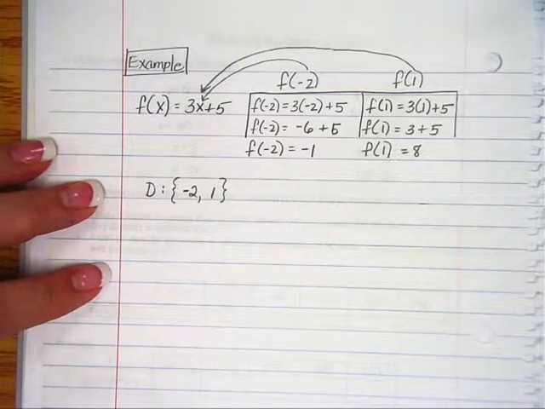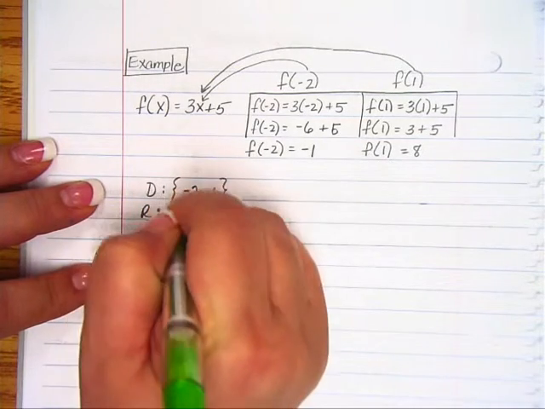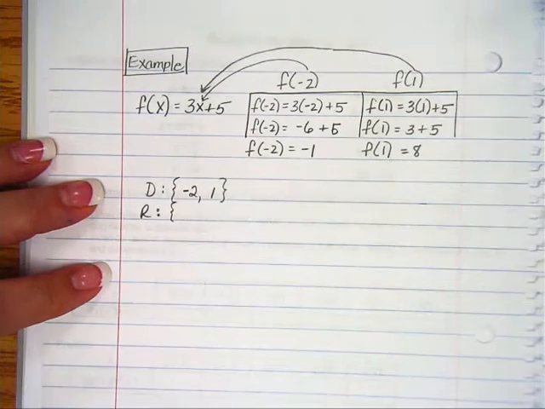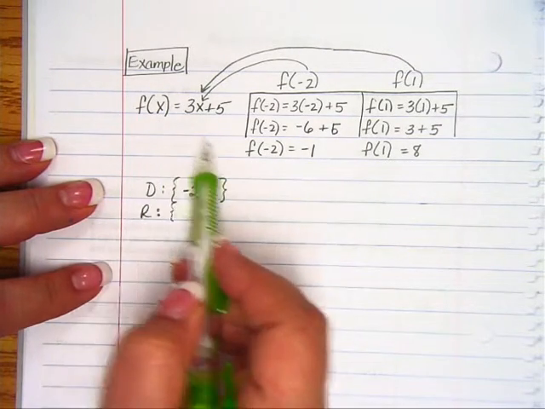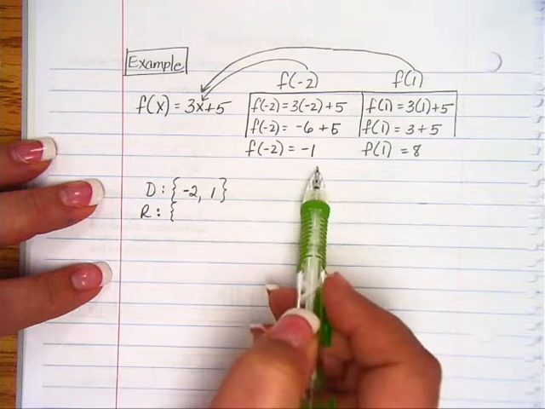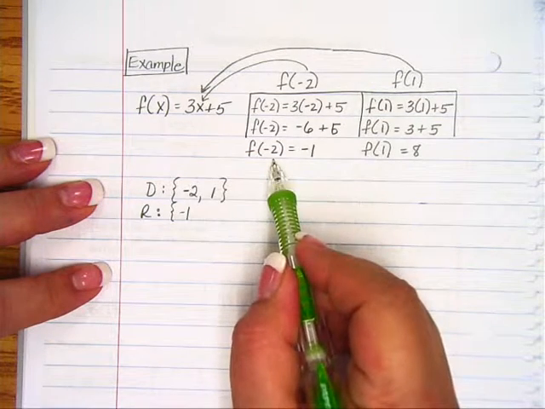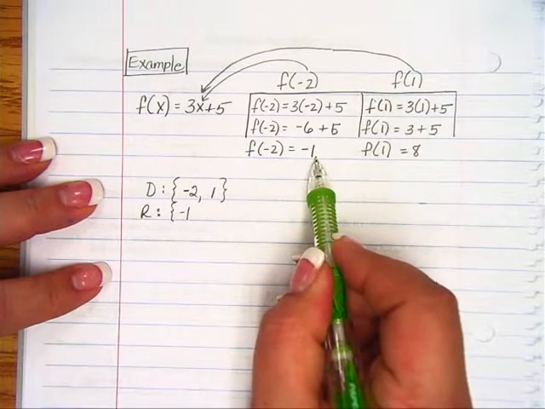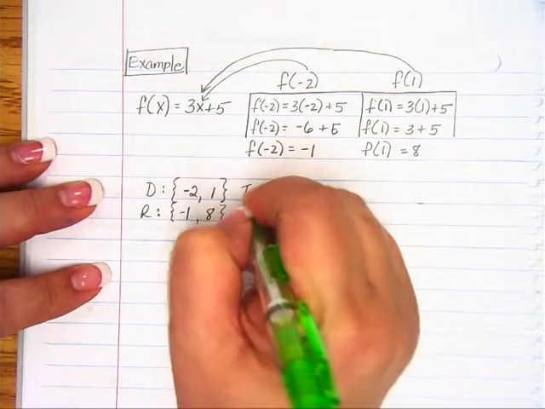All right, let's think a minute. If this is the domain, what is your range? It's the y's. What are our y's in this case? f of x. So what was our f of -2? It was 1. So our range, our output, when our input was -2, our output was 1. Okay? So 1 and 8. These are your inputs, -1 and 8.